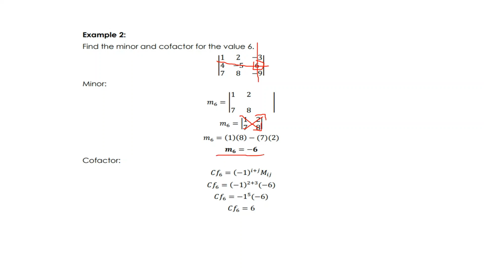minor of -6. For the cofactor, following our formula, i is our row number, which is 2, and j is our column number, which is 3. So -1 raised to 2 plus 3, so that's -1 raised to 5, times our minor. So that will be equal to 6.